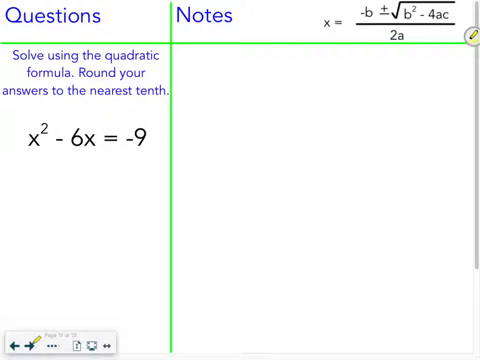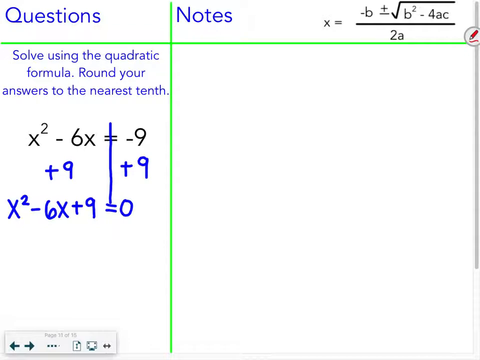All right, x squared minus 6x equals negative 9. So I'm going to do the same first step where I need to get my a, b, and c values all on the left because right now it is not equal to 0. So I'm going to add 9 to both sides. And then I've got x squared minus 6x plus 9 equals 0.